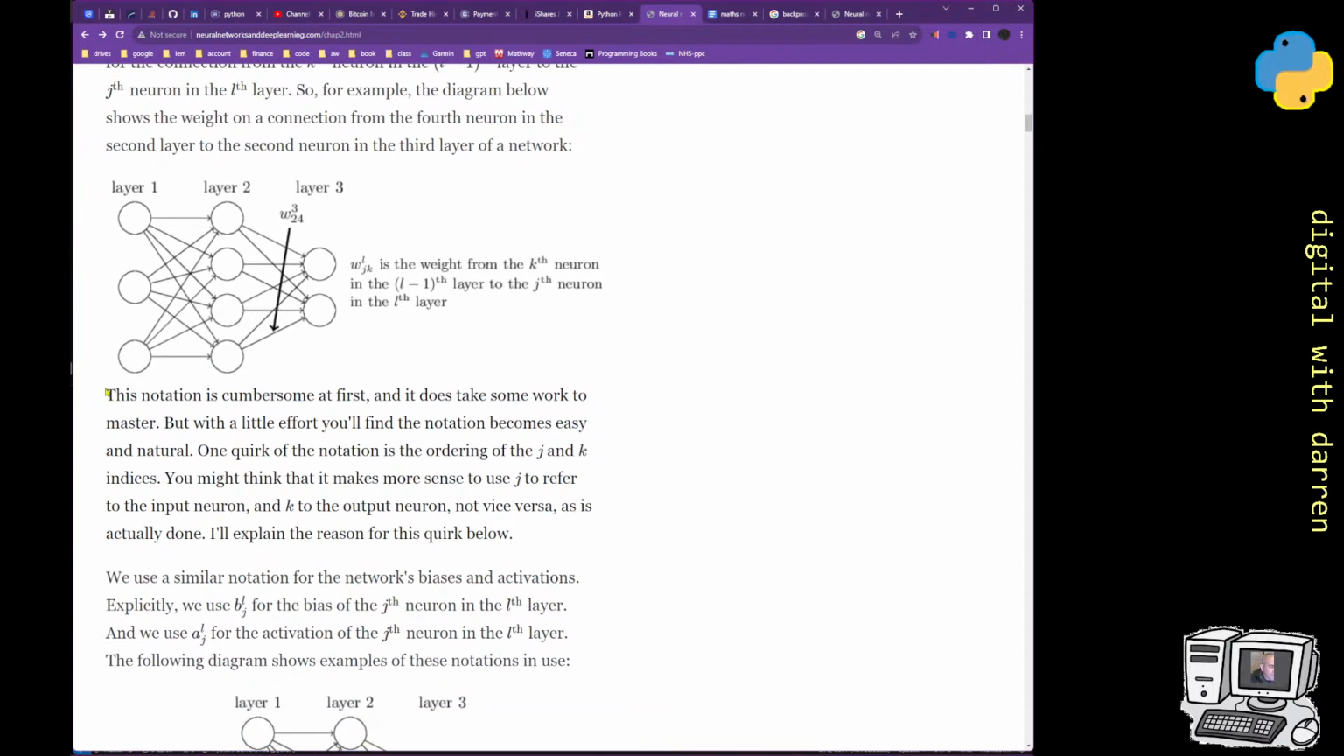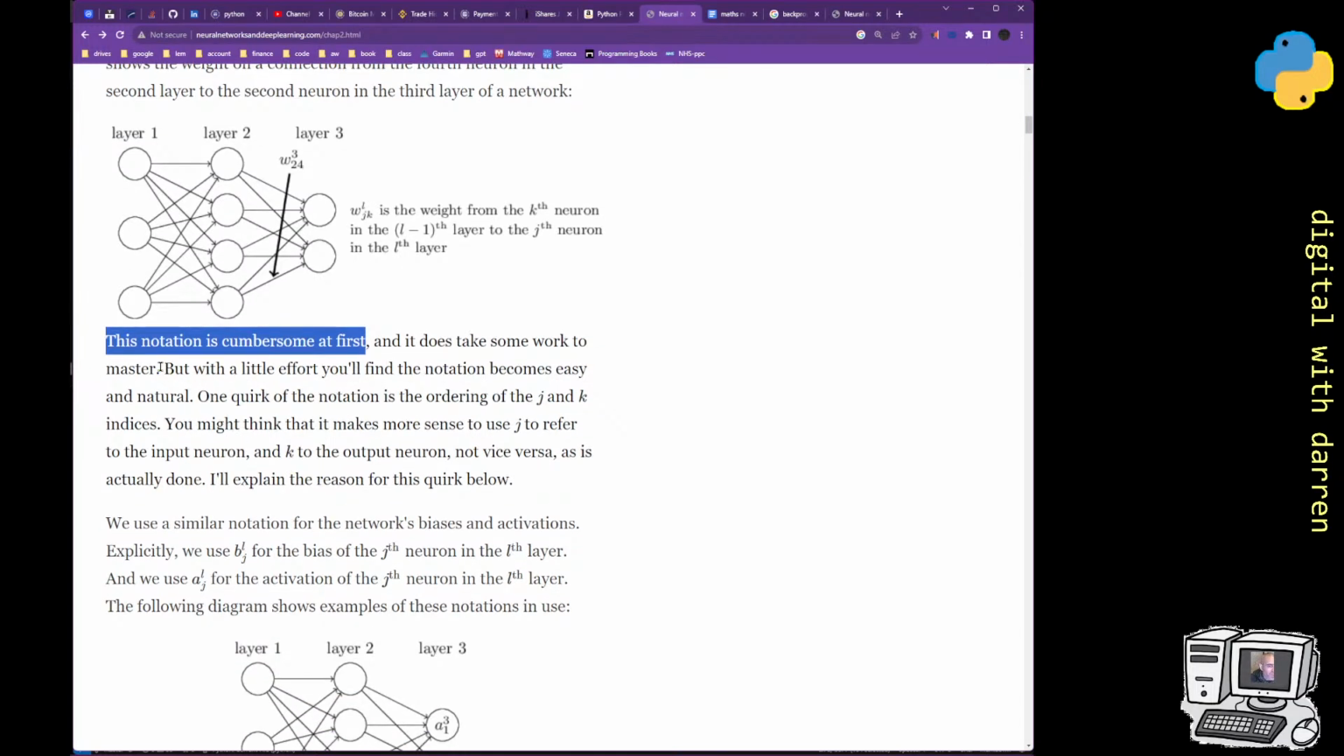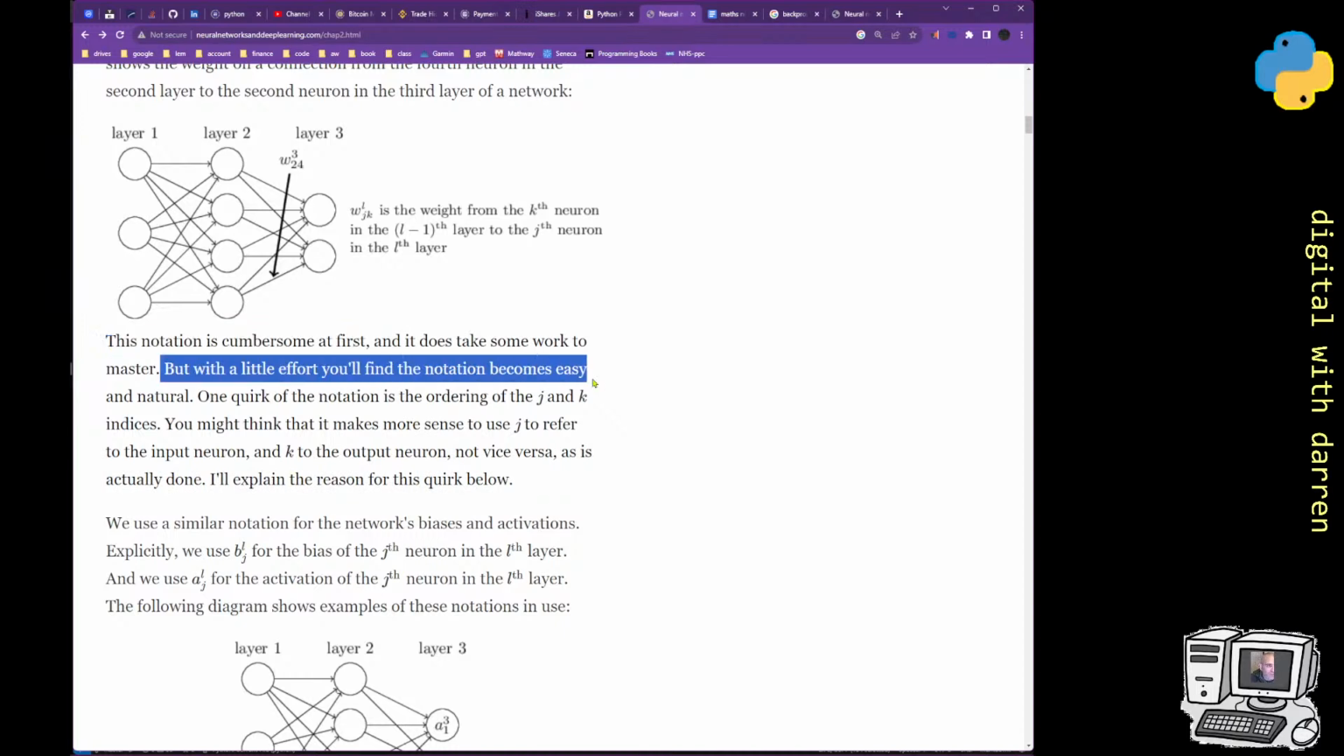Anyway, this notation is cumbersome at first. Well, it is. You can still see me struggling to get to grips with it myself, but once you get to grips with it, it's okay. It does take some work to master, but with little effort, you find the notation becomes easy and natural. And it kind of does.